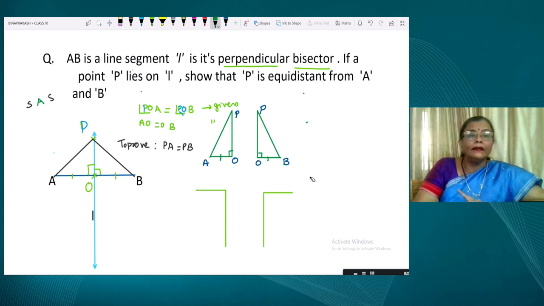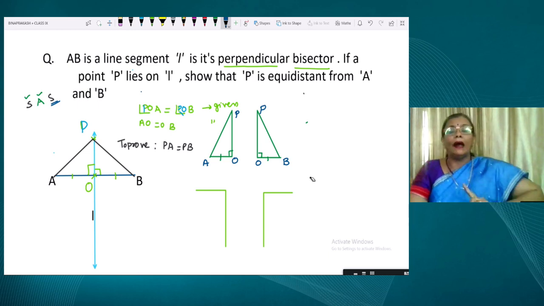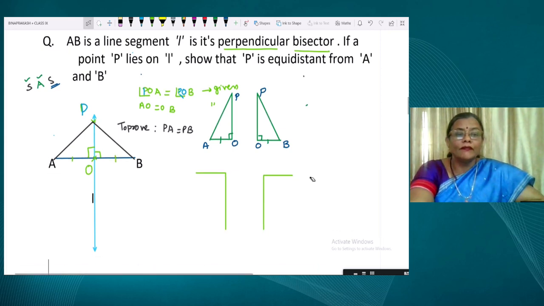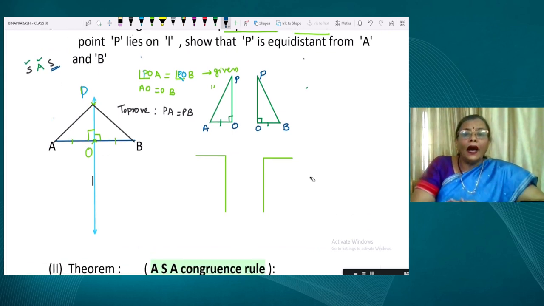Now, what is that you need to look for? We have a side, we have an angle. We should be looking for the third element. That is the side adjacent to it, the angle contained should contain these two sides, AO and OB. So we are looking for the fact that the side OP of this triangle and the side OP of the other triangle are equal. Will they be equal? Yes, they are equal because they represent the same line segment. They are separated, but do they not represent the same line segment? They do. It's PO here.